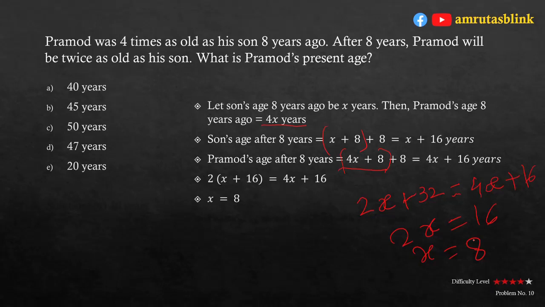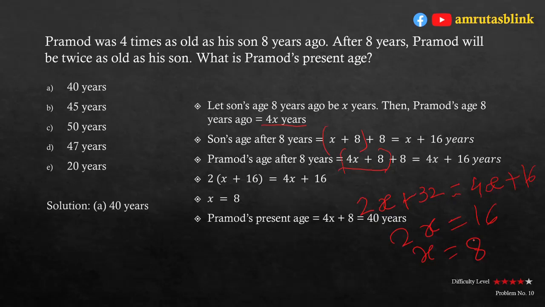Now what is asked in the question is, what is Pramod's present age? So Pramod's present age is 4x plus 8, that is 4 into 8 is 32, 32 plus 8 is 40 years. Hence the answer is option A. So Pramod's present age is 40 years.